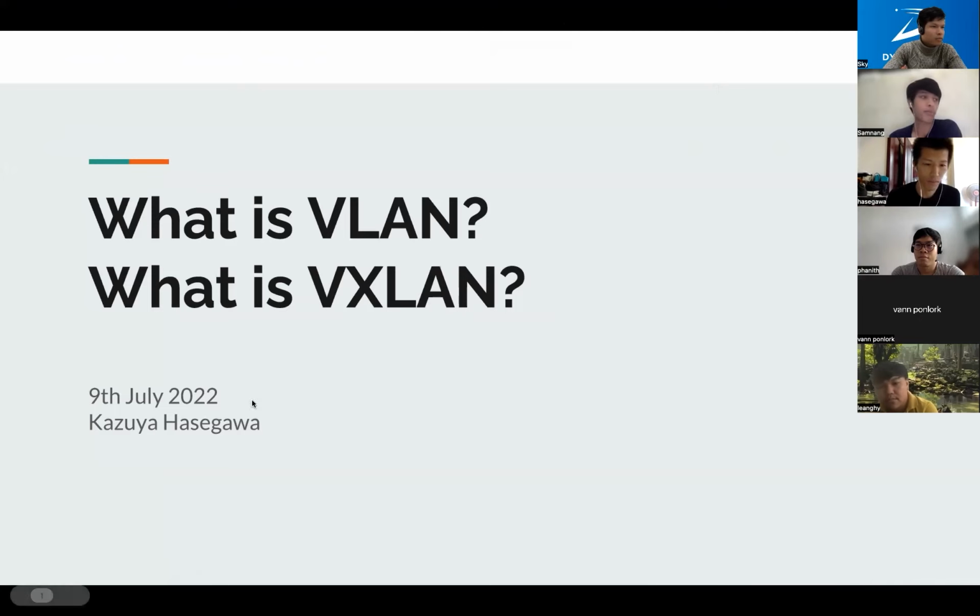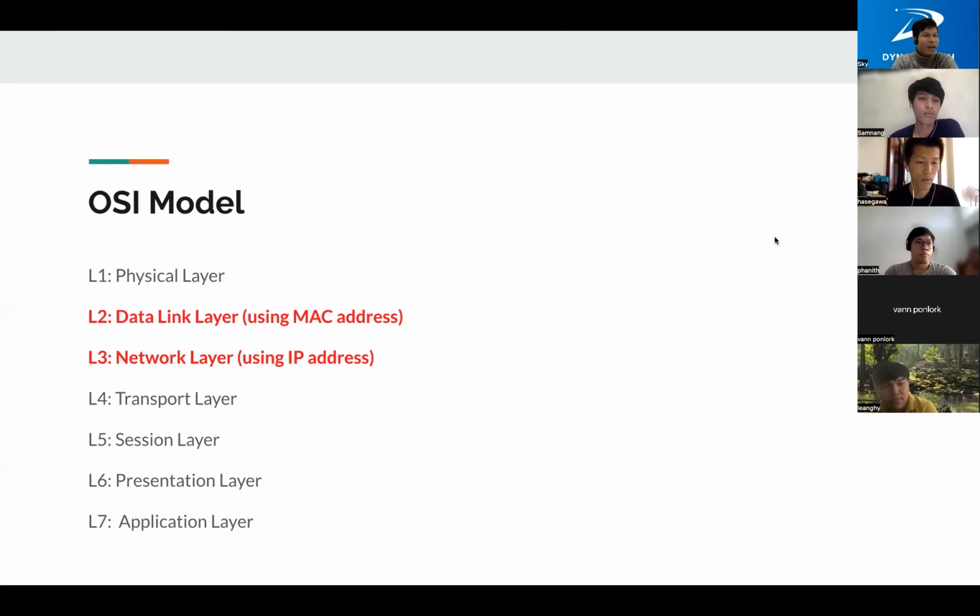Okay, so let me start. Today's topic is what is VLAN, what is VXLAN. I had a task in my job about setting up a L2 network using VXLAN, so let me share my experience. First of all, today's topic is VXLAN. VXLAN is about L2 and L3 layer, data link layer and network layer.